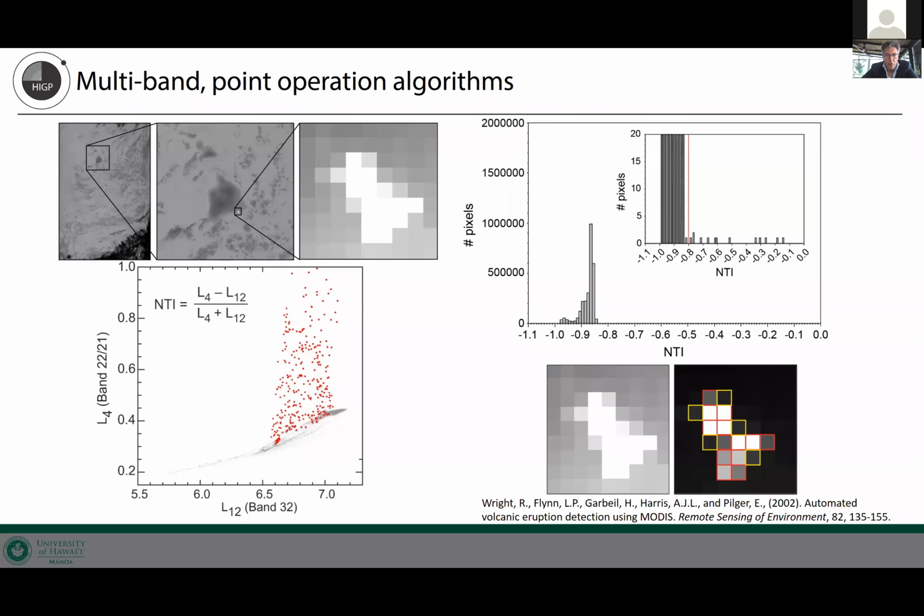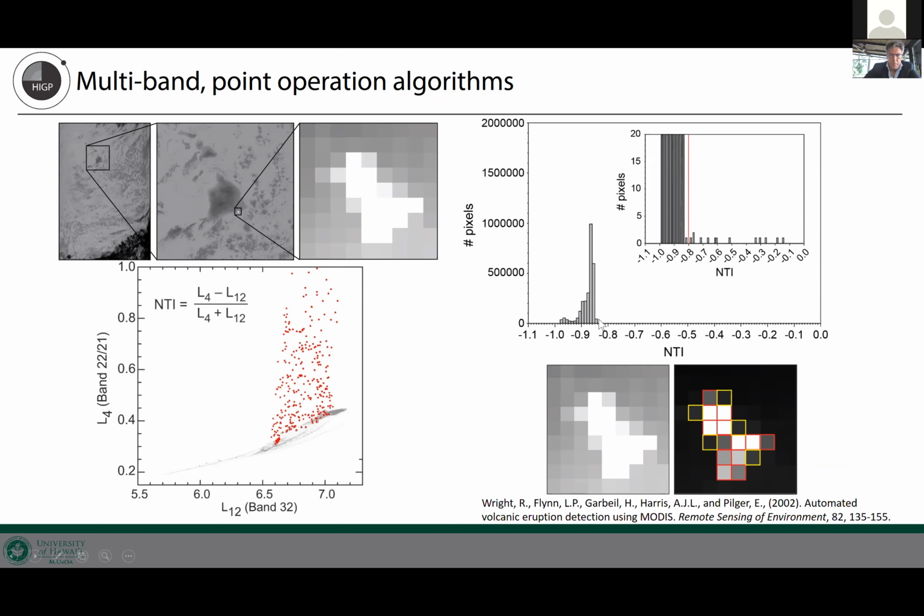So MODVOLC is a multi-band point operation algorithm. This is a point operation, so it's computationally very efficient. It uses relatively few mathematical operations. When we were writing it, we were told we couldn't use more than 5 because at the time, I don't know, NASA was running 486s over at Goddard, so we couldn't use up too many computing resources. So we had to design an algorithm which was a point operation, and it had to use relatively few mathematical operations, and this is what we came up with.